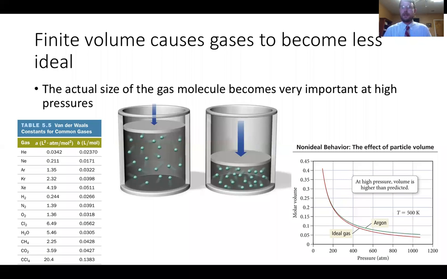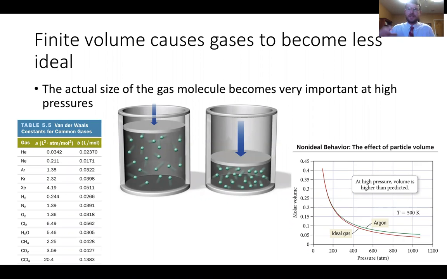All right, so we've been talking about ideal gases, right? We've been looking at the ideal gas law. Everything up to this point, we've been talking about ideal gases. But what about non-ideal gases, gases in the real world? What we can see is the actual size of the gas molecule becomes very important at high pressures.